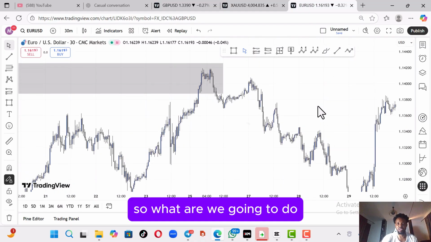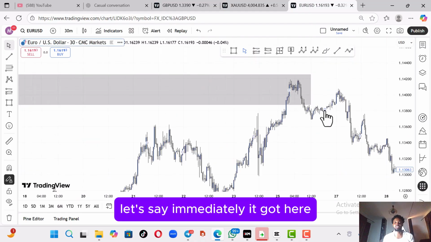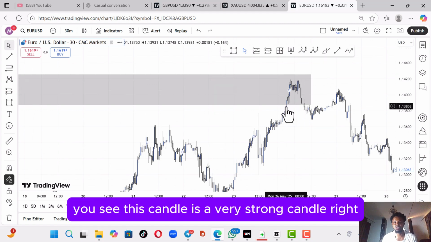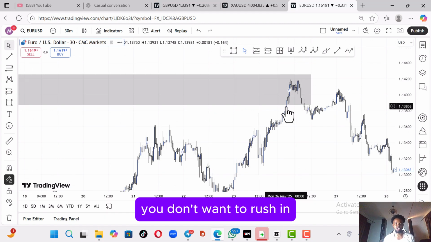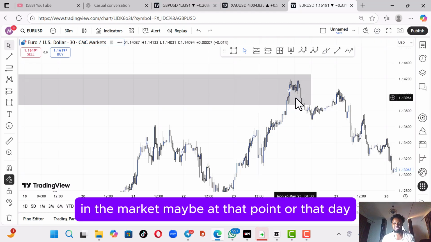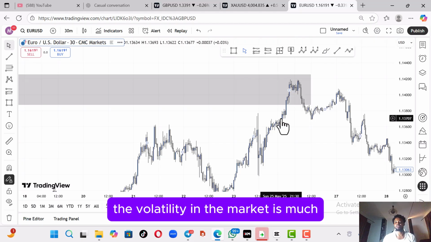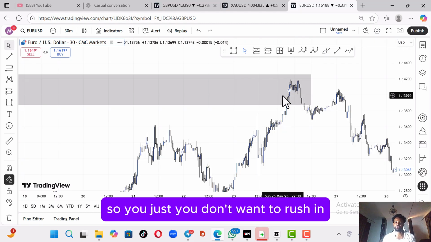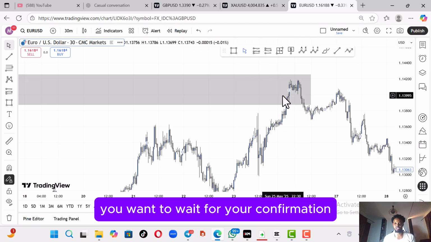Okay, so now eventually it got to our supply zone, right? So what are we going to do? Let's say immediately it got here. You see this candle is a very strong candle, right? You don't want to rush in because you are seeing all the volatility in the market. Maybe at that point or that day, the volatility in the market is much. So you don't want to rush in. You want to wait for your confirmation.